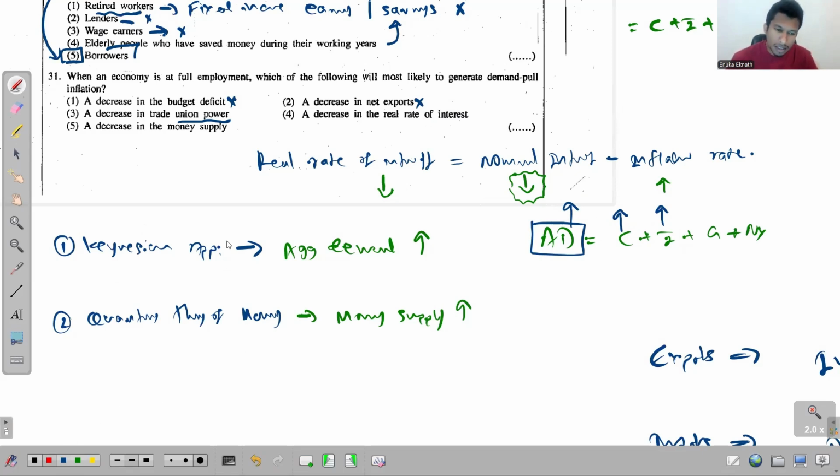Based on the Keynesian approach, the aggregate demand should increase for this demand pull inflation to arise. So this is the answer for the fourth one.